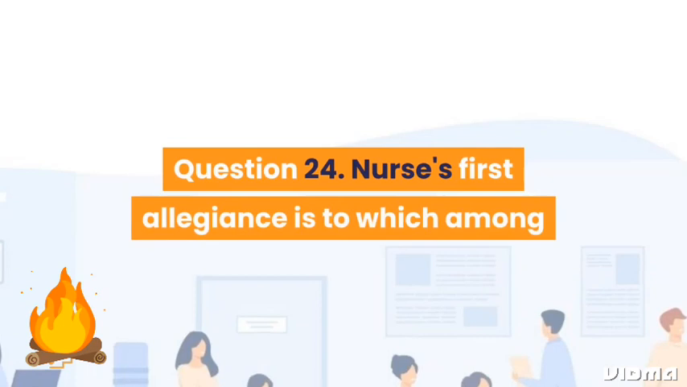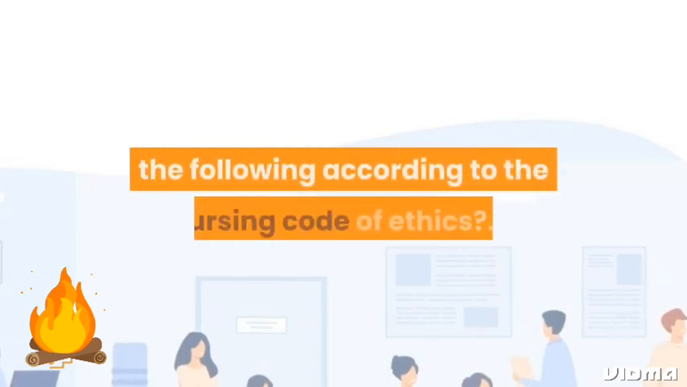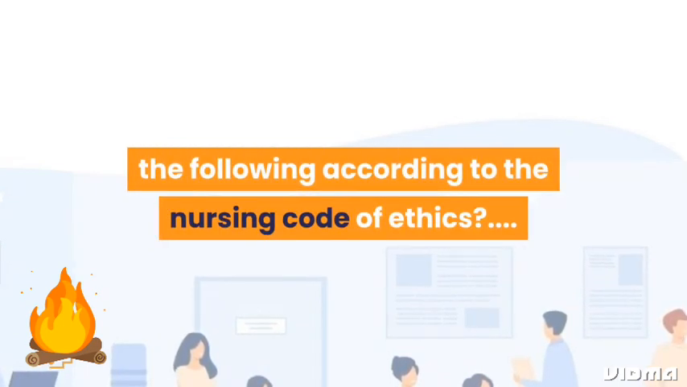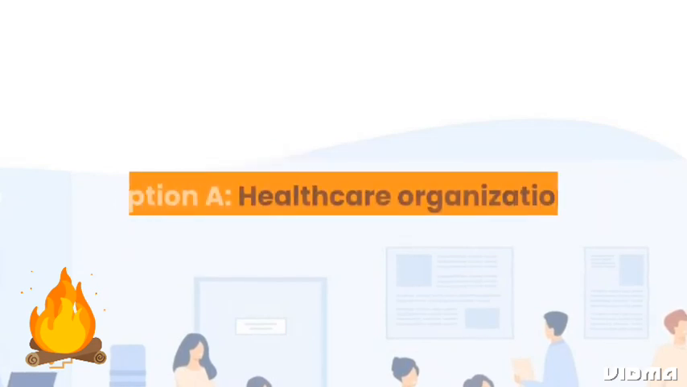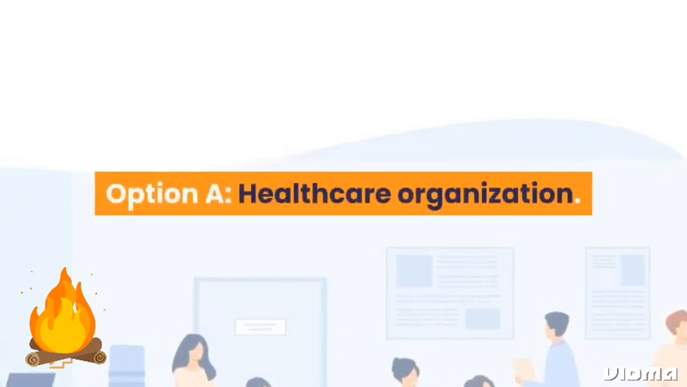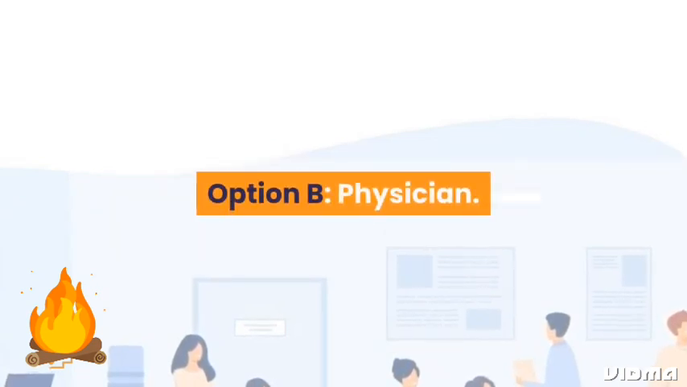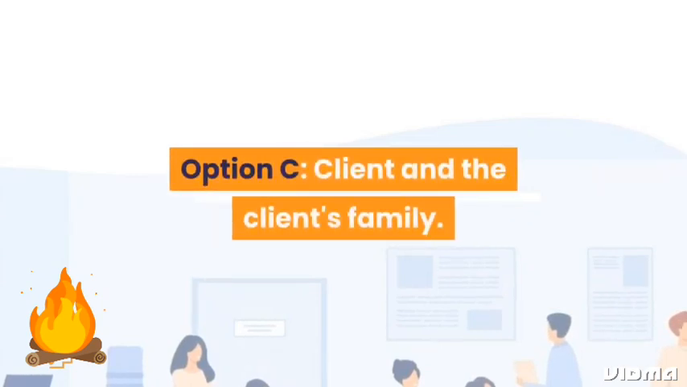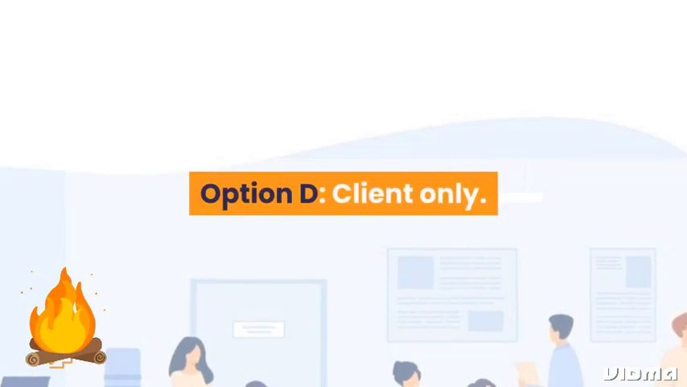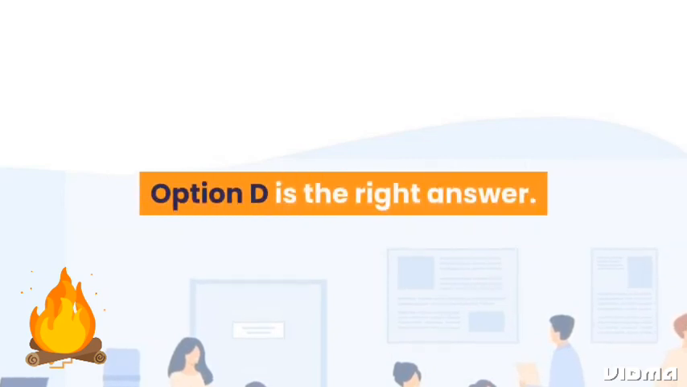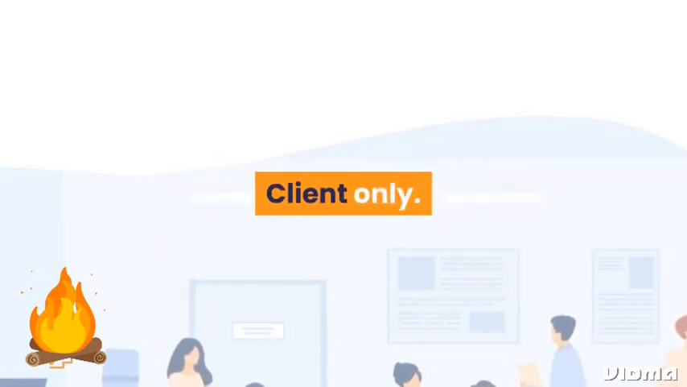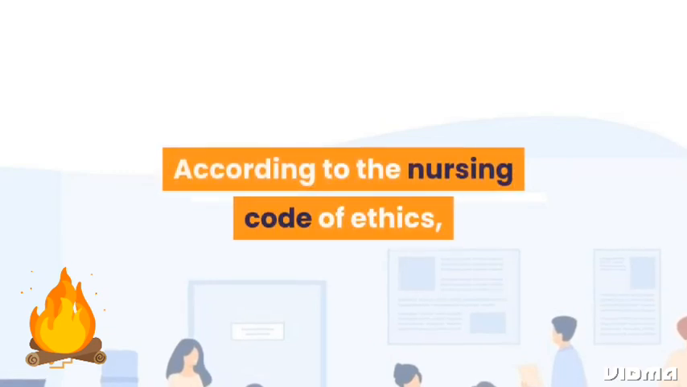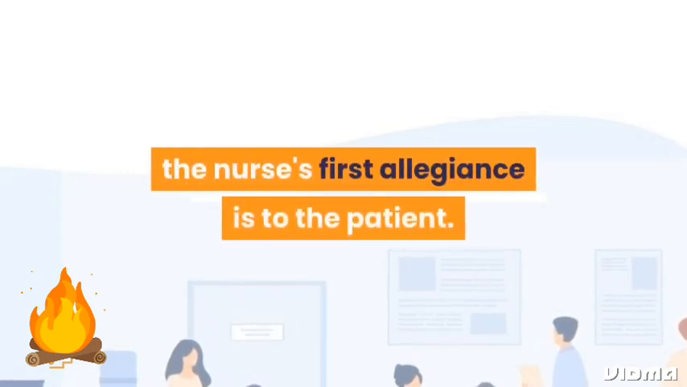Question 24. Nurses' first allegiance is to which among the following according to the Nursing Code of Ethics? Option A, healthcare organization. Option B, physician. Option C, client and the client's family. Option D, client only. Option D is the right answer. Client only. According to the Nursing Code of Ethics, the nurse's first allegiance is to the patient.